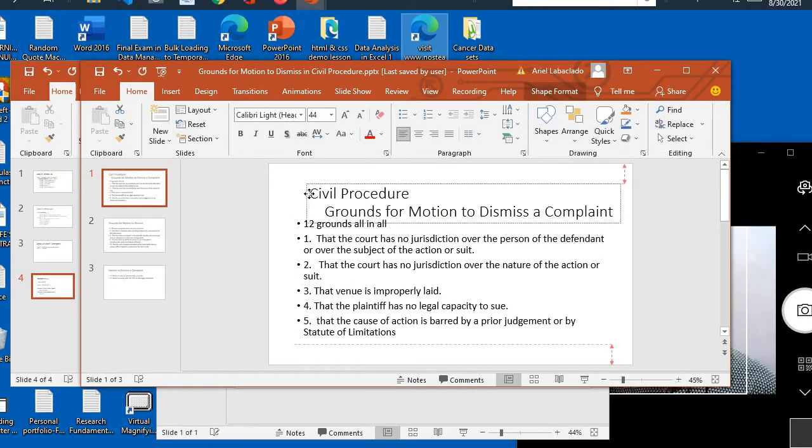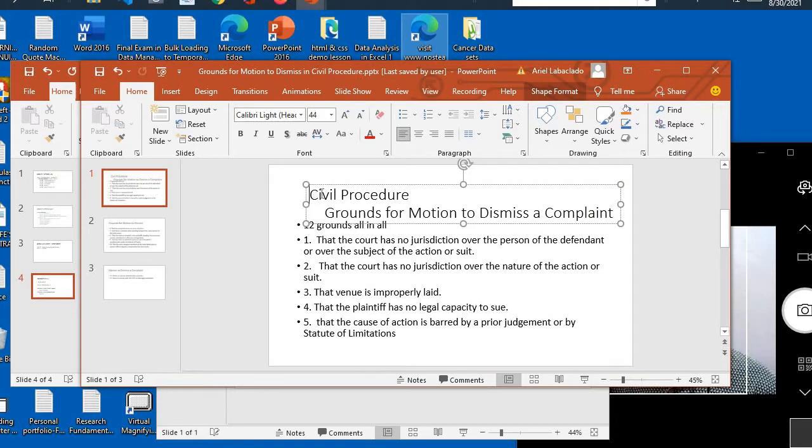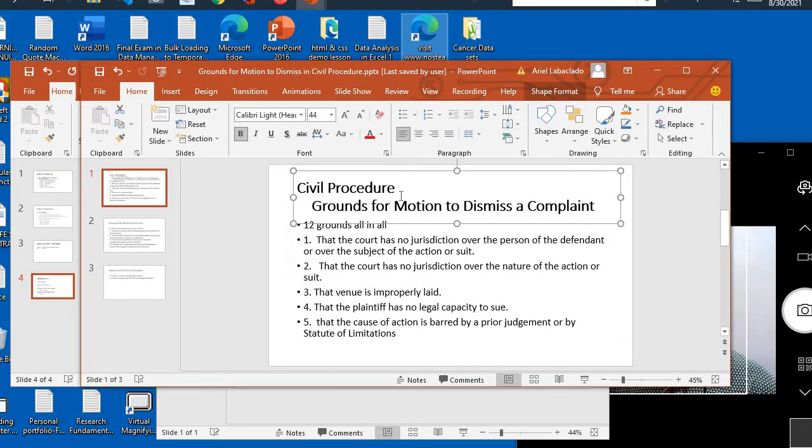So what are the grounds for motion to dismiss a complaint? There are 12 grounds all in all. A complaint, this is in civil procedure, a complaint for a civil action. So that falls under civil procedure. Your lawyer can move to dismiss a complaint on the following grounds.